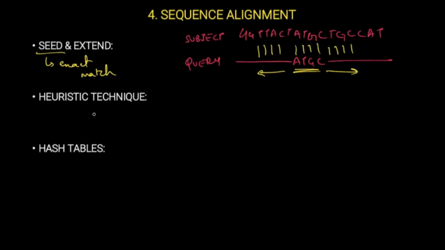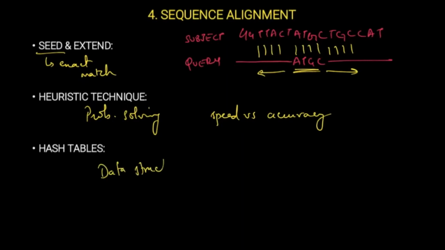Heuristic technique is a problem solving method that is used in sequence alignment. The method trades accuracy for speed. A hash table in bioinformatics is a data structure containing multiple lists of genomic positions, one list for each possible k-mer. This is quite helpful in aligning sequences to a genome at a faster pace.